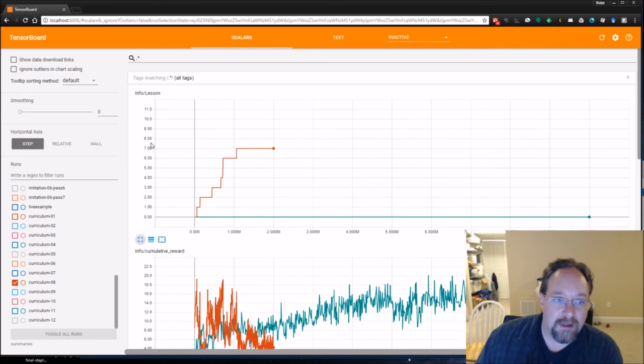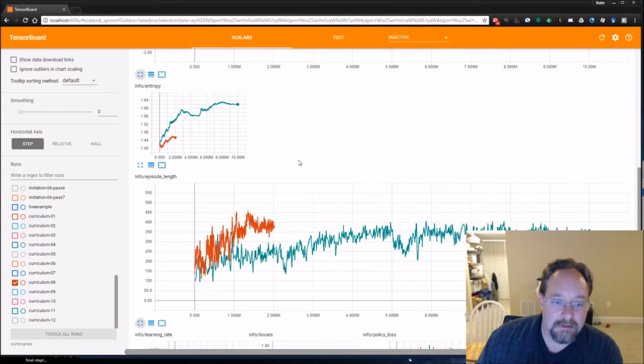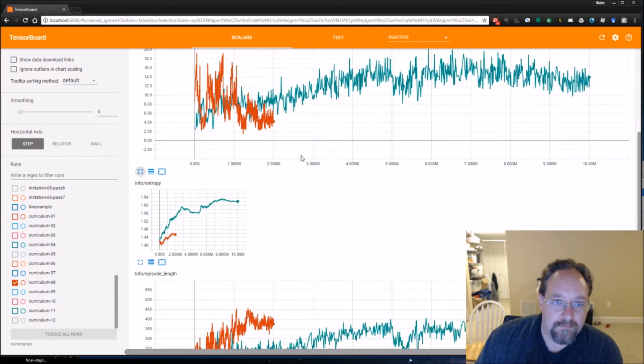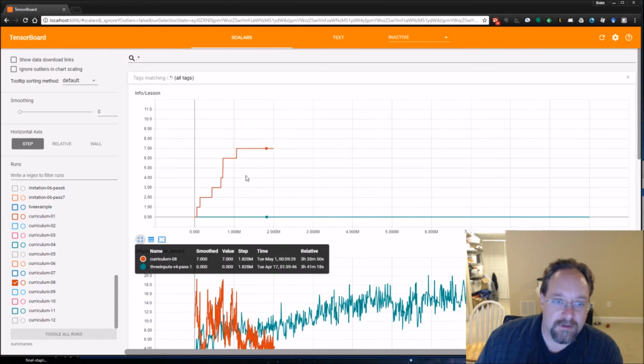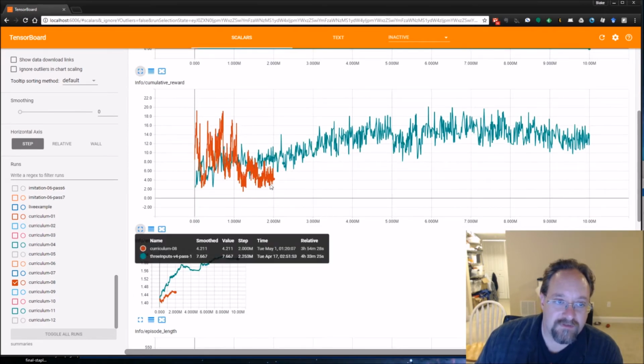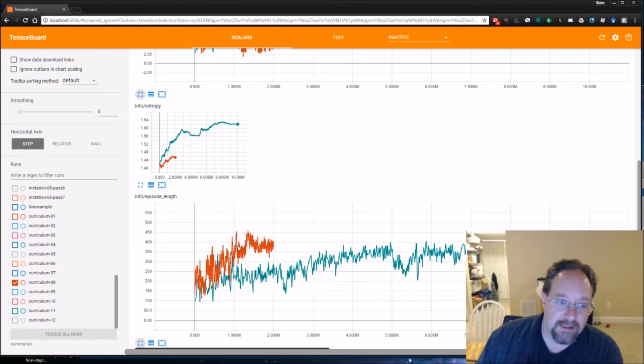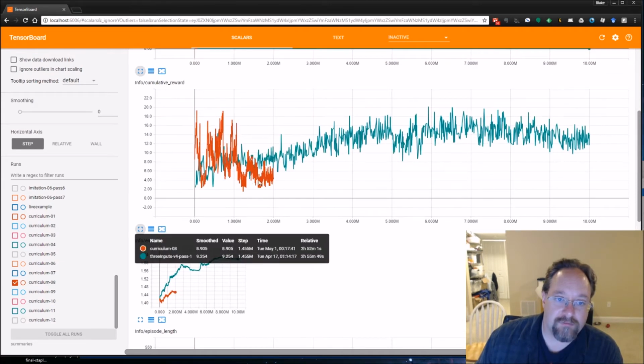So again, let's see here. We ended at lesson 7, which was very aggressive. It had a low cumulative reward by the time we were done, but it also had a long episode length. So again, this is one where it has learned not to crash, but it hadn't really found the target reliably enough.